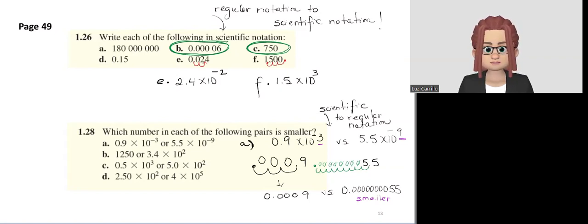And then if you have things, for example, in letter B, where you have 1250 versus 3.4 times 10 to the 2. This is already in regular notation, so we don't have to do anything.